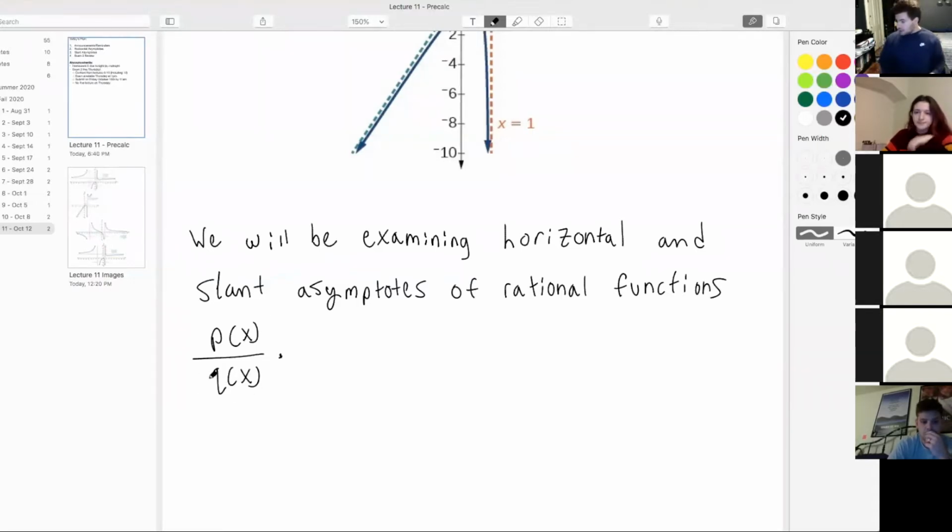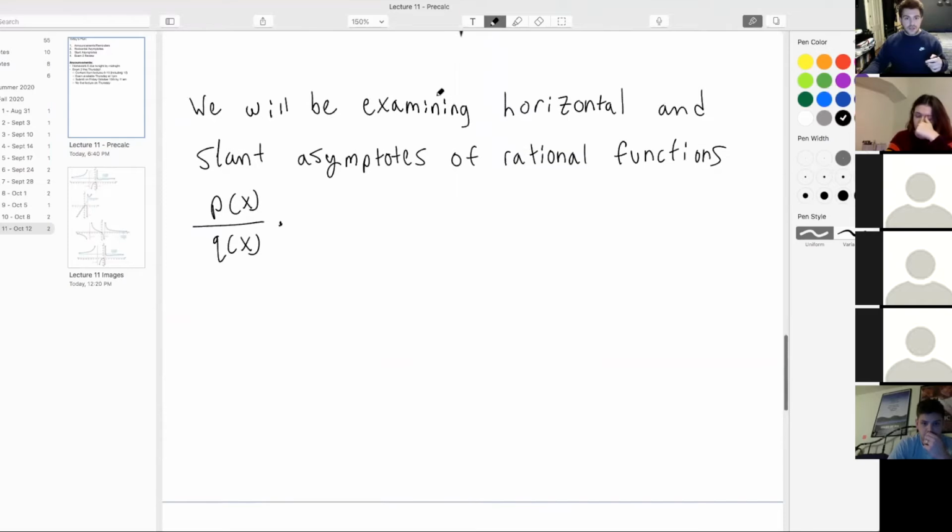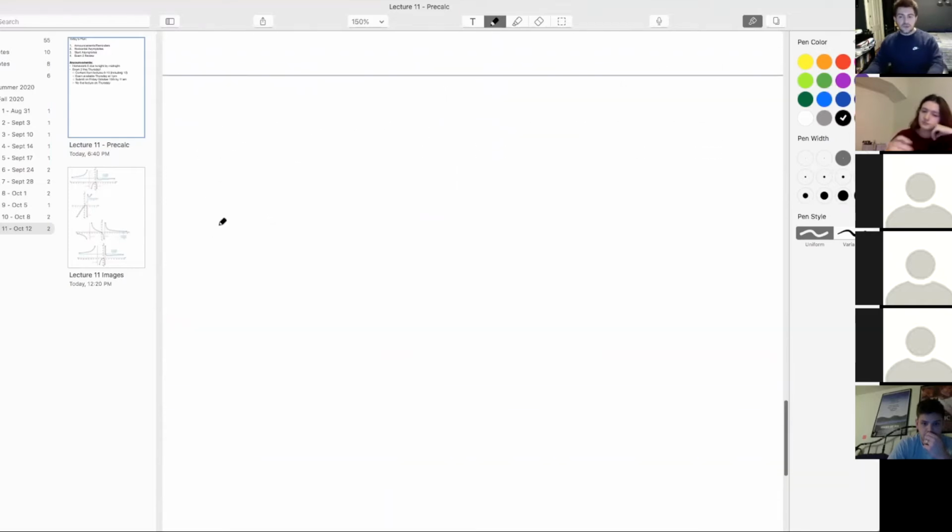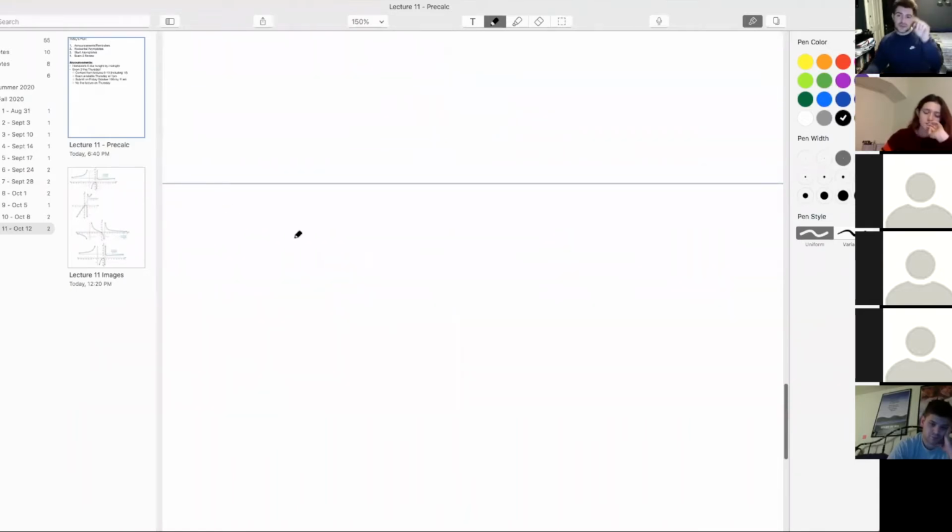All right, so let's see how this plays out. We're just going to get right to it. This is going to depend on the degrees of the numerator and denominator. That's what's going to determine whether we have a horizontal asymptote or slant asymptote. We need to examine the degrees of the numerator and denominator. It's going to depend which one has a higher degree. All right, so here is case one. It's gonna come in cases.